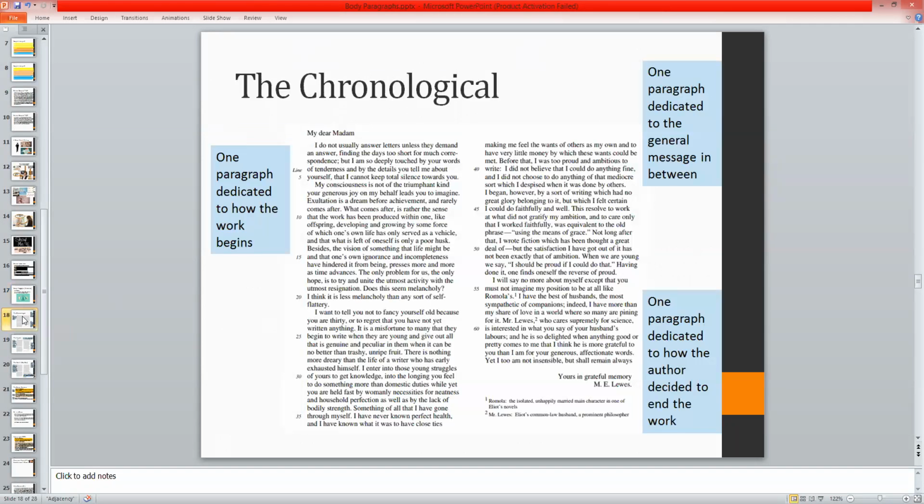So if you were doing a chronological paper, your paragraphs would be pretty simple in terms of how you organize it. Author first begins with, author throughout does this, author at the end concludes with, boom. And so as you're writing your body paragraphs, you basically have one paragraph dedicated to how the work begins, maybe the first 1 or 2 paragraphs, one paragraph dedicated to the general message in between, so perhaps this big old paragraph here, including some of this one over here, and then one paragraph dedicated to how the author decided to end the work. So in this last paragraph here, in terms of the choices, the devices used, that's rhetorical analysis paper 101, maybe the easiest way to approach it.